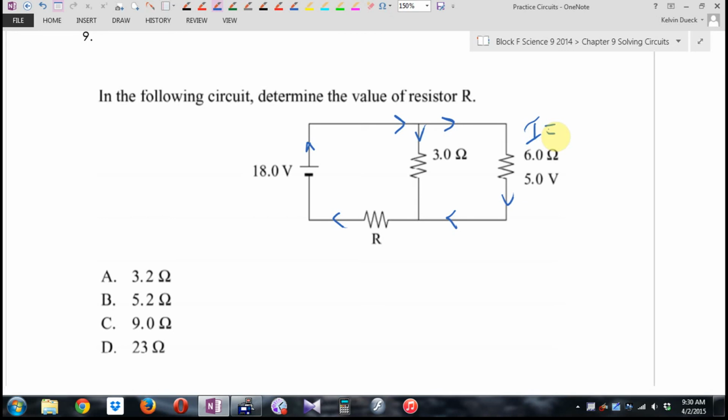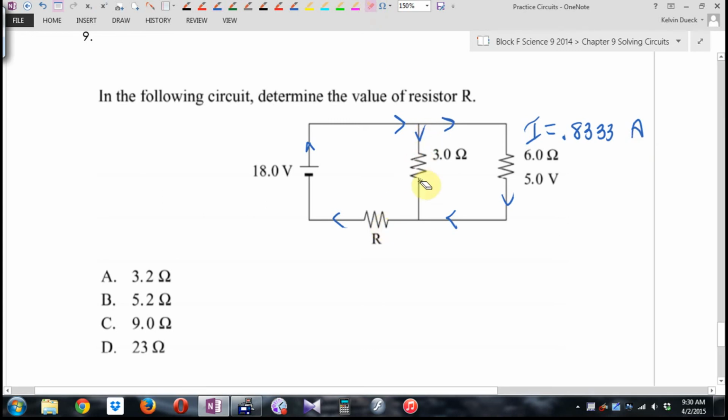V over R. So it's going to be 5 divided by 6. 0.83333. So I'll carry a few extra decimals because I want my other answers to be more accurate. So I wouldn't go 0.8, even though that's technically right to 1 decimal place. I'm going to go 0.833. I'll carry a few extra because I know I'm going to use this to find other stuff. Does that mean there's 0.8333 amps there?